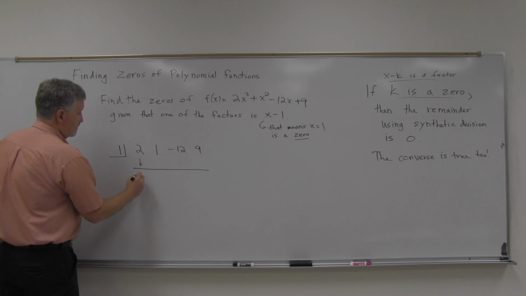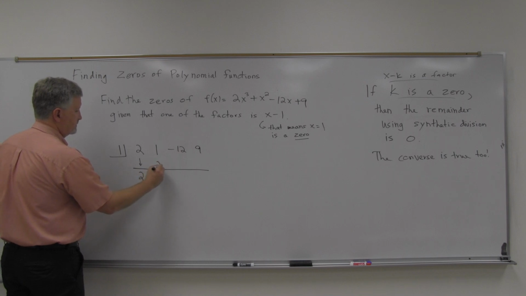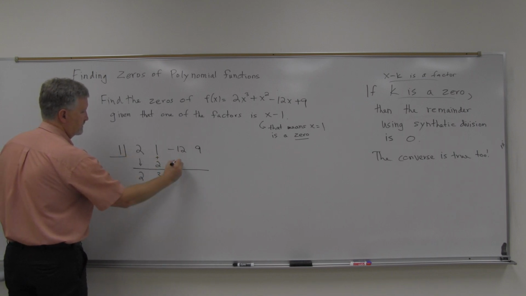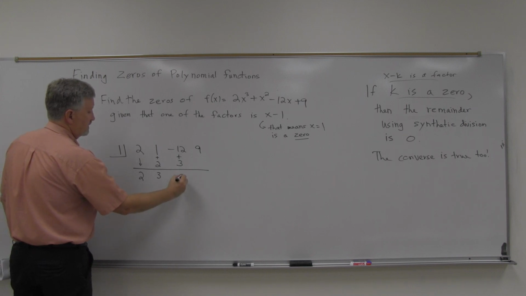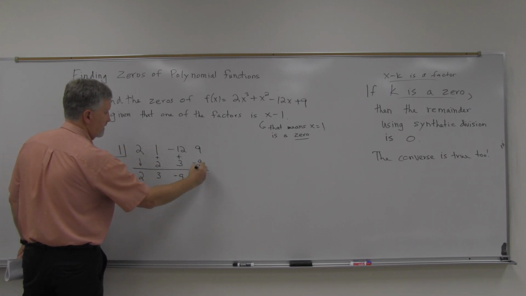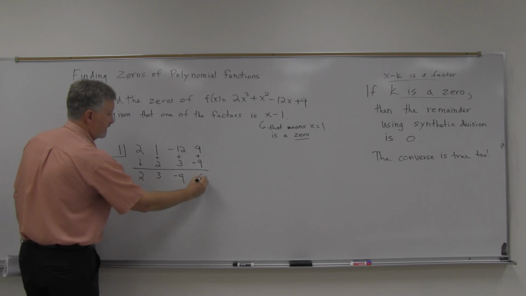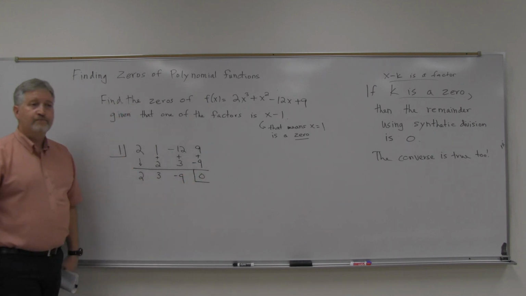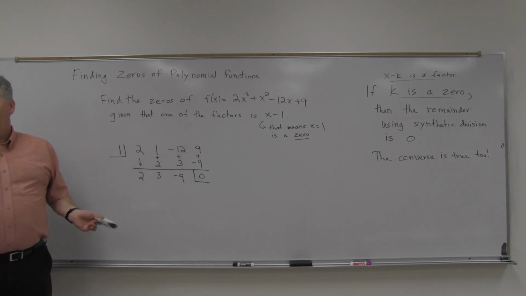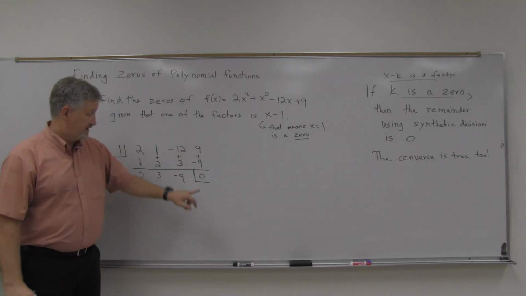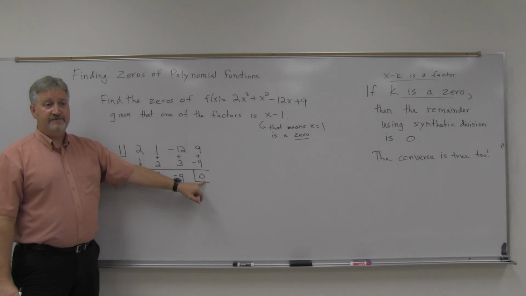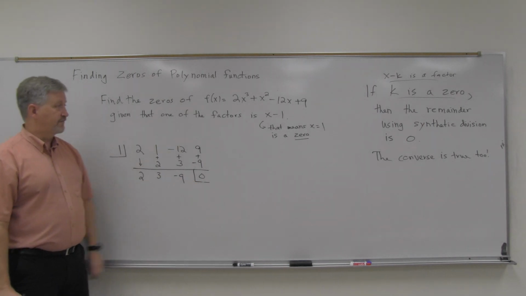All right, so bring down the 2. 2 times 1 is 2. 1 plus 2 is 3. 3 times 1 is 3. Negative 12 plus 3 is negative 9. And then negative 9 times 1 is negative 9. 9 plus negative 9, ta-da. So really that didn't give us a 0 because we already knew that one. But it did confirm we've got a remainder of 0 here. So that confirms that it is a 0.